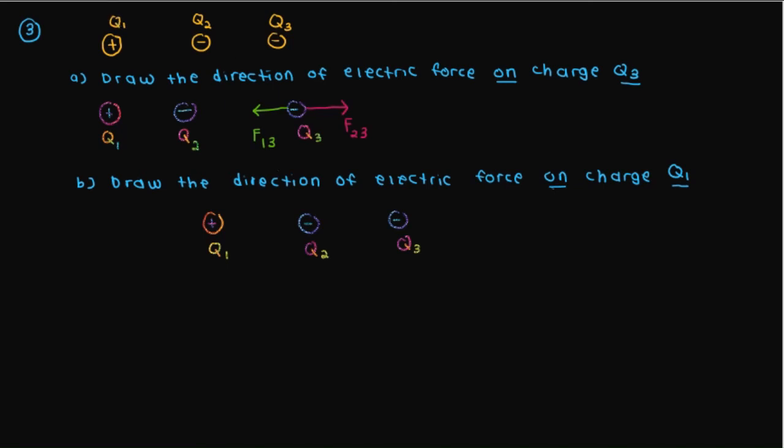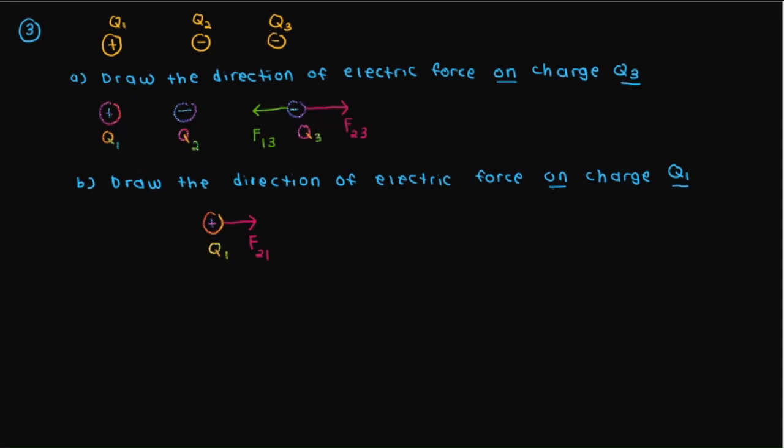So F2 on 1, we just rub out the Q3 first. So Q1 and Q2, positive and negative, will produce attractive force. Attractive force means that it will attract to each other. But our focus is on charge Q1 only. So it will attract to Q2. So we will label it as F2 on 1.